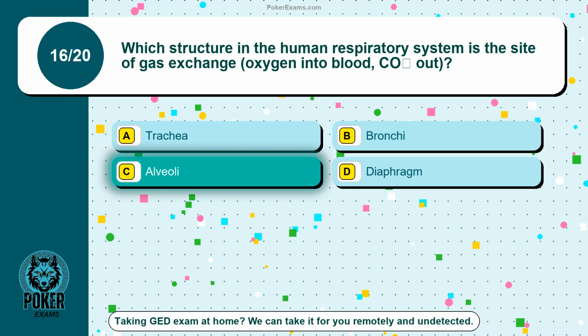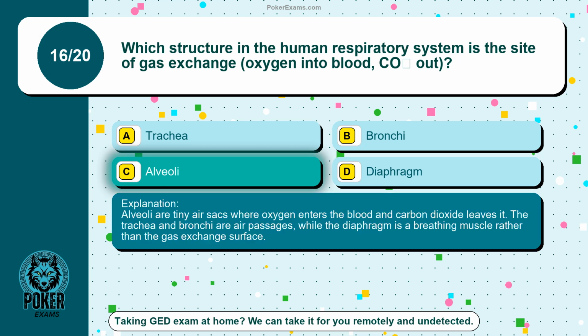The correct answer is option C. Alveoli. Alveoli are tiny air sacs where oxygen enters the blood and carbon dioxide leaves it. The trachea and bronchi are air passages, while the diaphragm is a breathing muscle rather than the gas exchange surface.